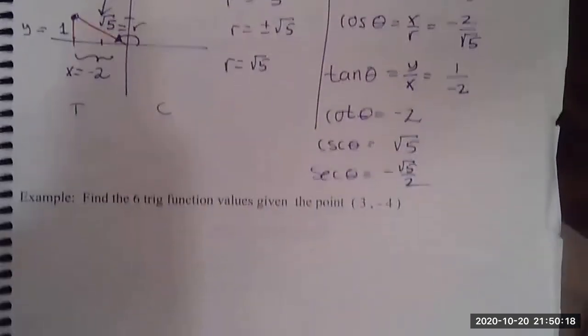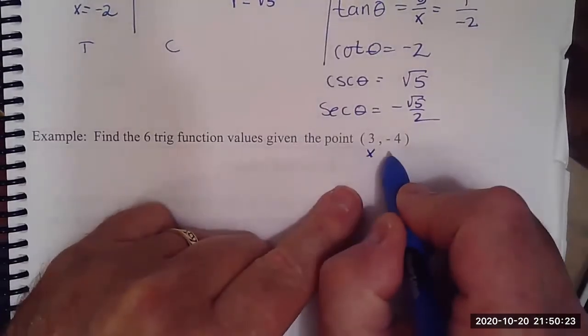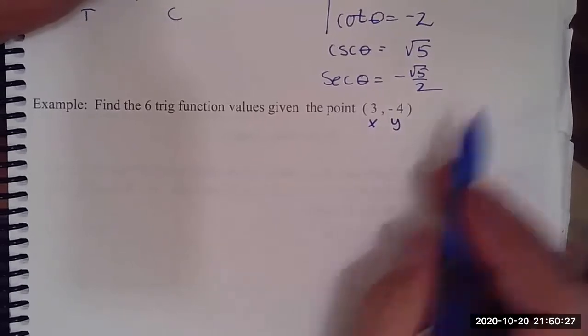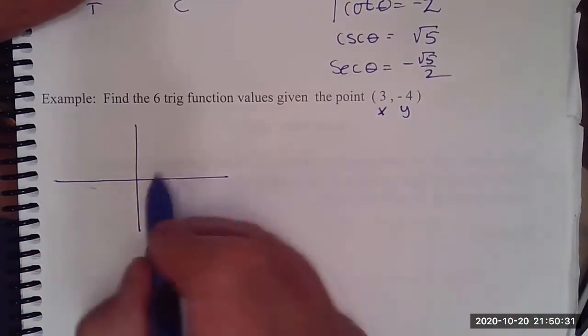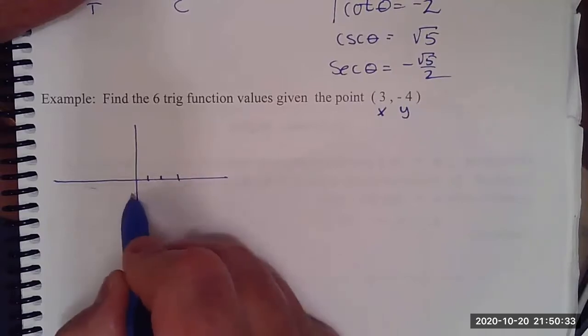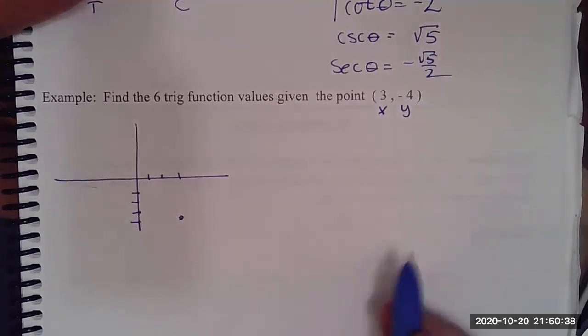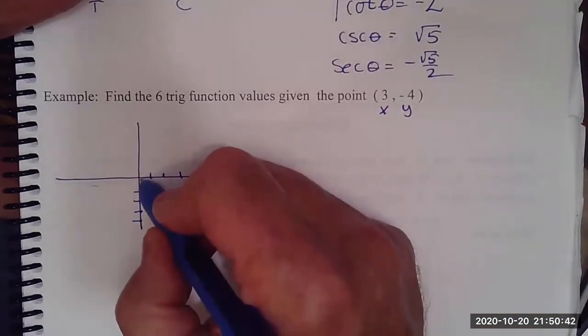Okay, next problem. This is going to be x is positive, y is negative. Sounds like it's in quadrant number 4. Let's take a look here. Quadrant 4. So x is 1, 2, 3, and y is 1, 2, 3, 4. Yep, right there.